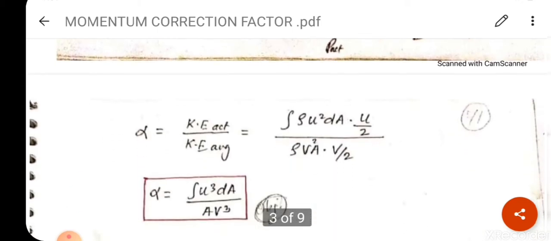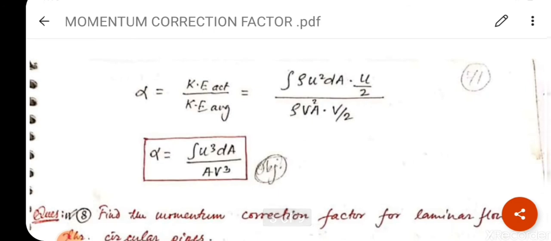So putting the value of P actual in this equation, alpha is equal to integral of rho u square into dA into u by 2, because velocity is u, and in the expression for average kinetic energy it is rho AV square into V by 2. So finally you will get the answer as integral of u cube dA upon AV cube. Generally, objective questions are asked directly from this formula. Clear?